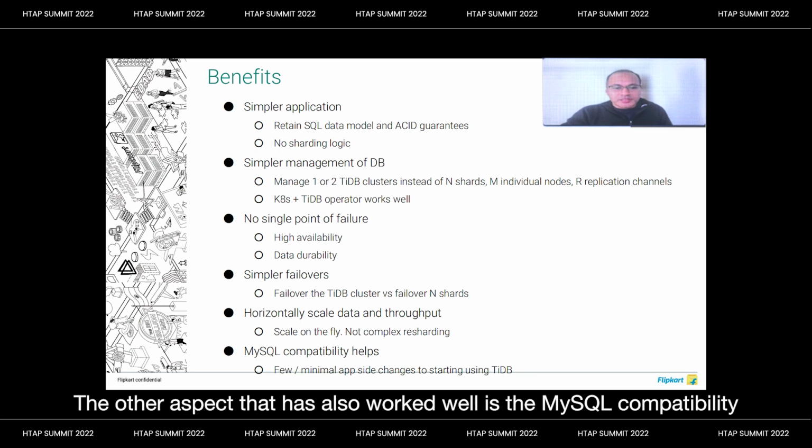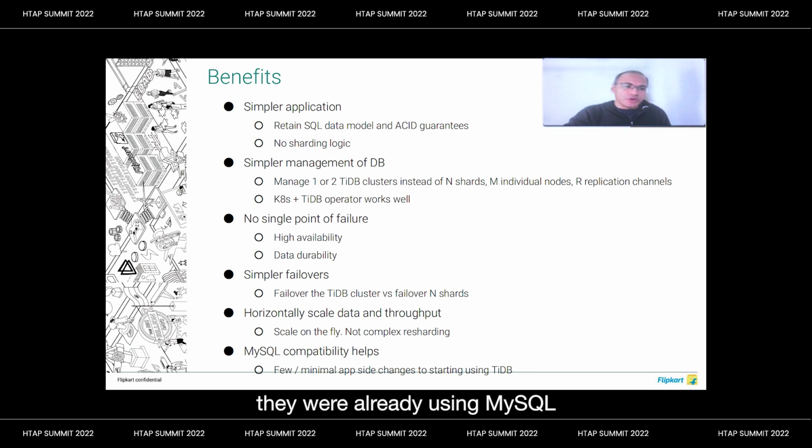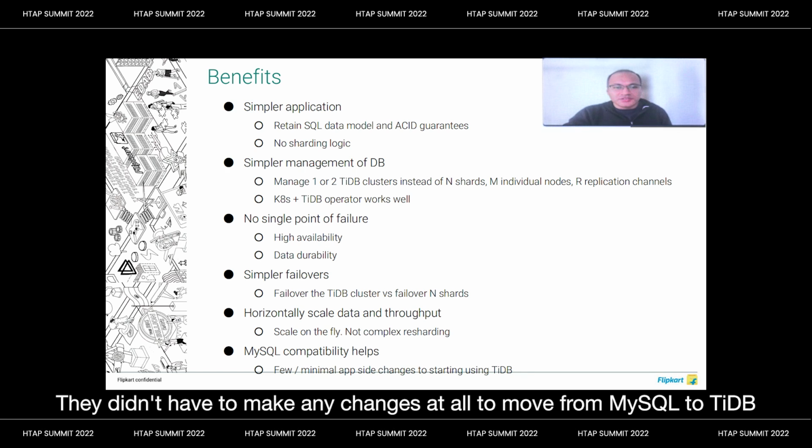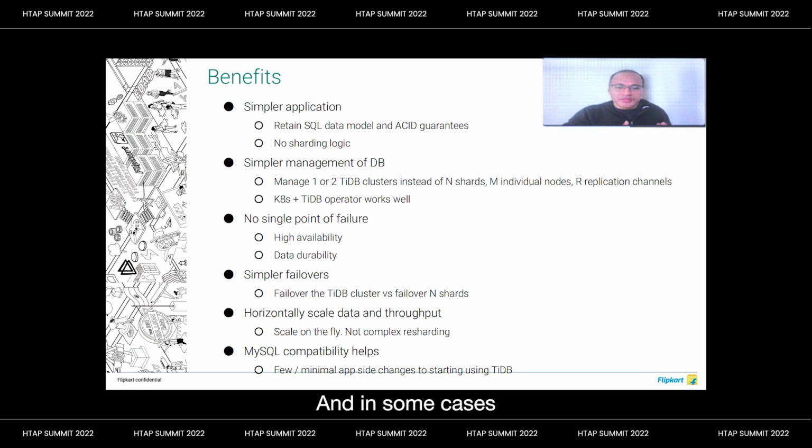The other aspect that has also worked well is the MySQL compatibility. So when we put these 15 use cases into production, they were already using MySQL. And for some of these applications, they didn't have to make any changes at all to move from MySQL to TiDB. But of course, there are differences between these two databases. And in some cases, some changes were required, but they were largely not too intrusive.